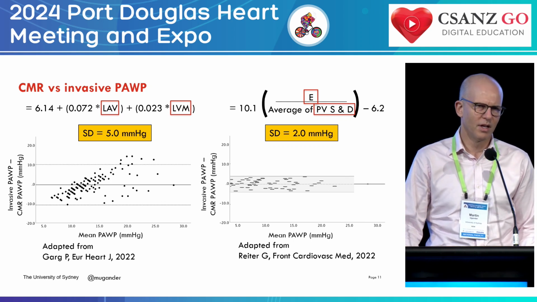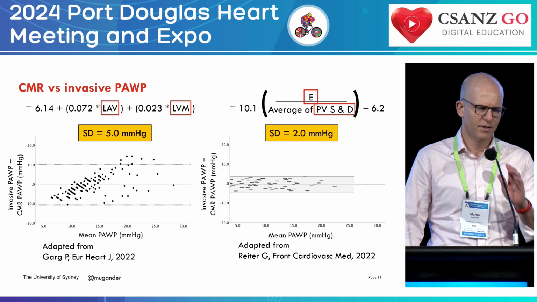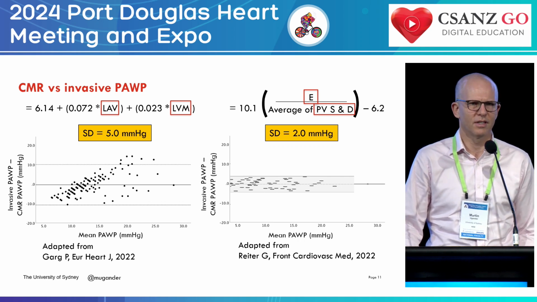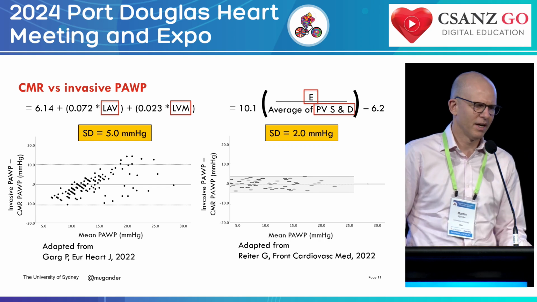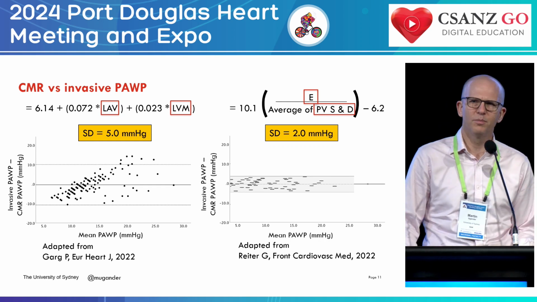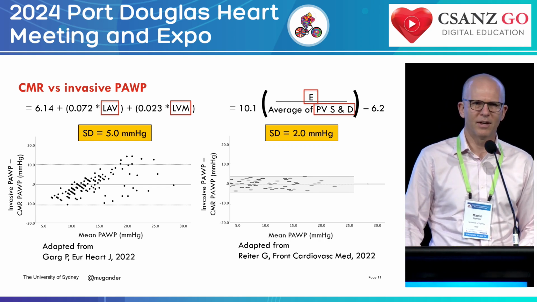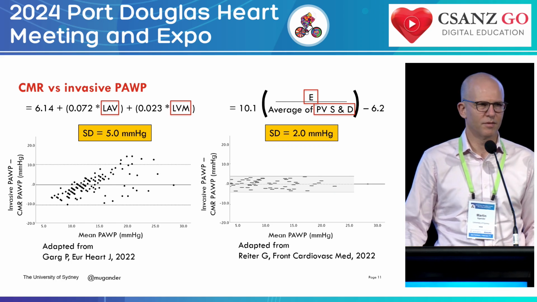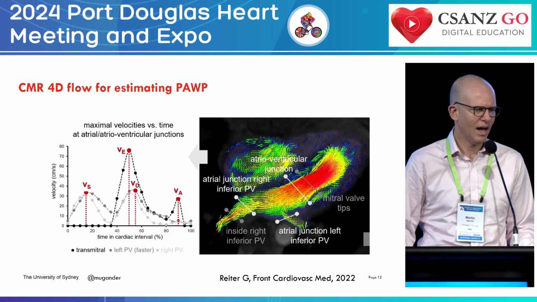They tried to measure the velocity of the transmitral E wave by MRI and the velocities of the pulmonary vein systolic and diastolic peak velocities and combine that to get a standard deviation of 2.0 millimeters. That's a Bland-Altman of 0 plus minus 2 millimeters of mercury for estimating wedge, completely non-invasively by MRI. That's impressive precision. How did they do it?